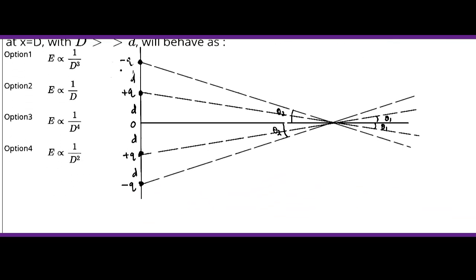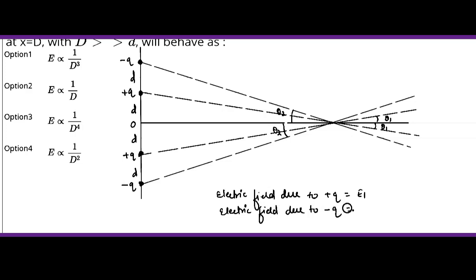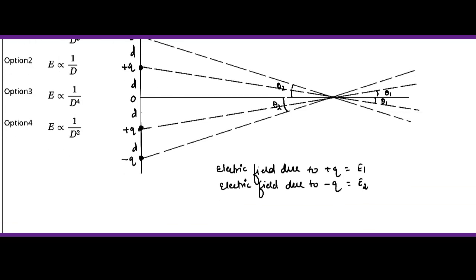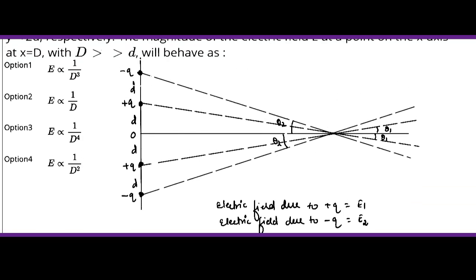Now the electric field due to the charge minus q placed at a distance of plus 2d and minus 2d will be the same. Similarly, the electric field due to the charges plus q and plus q at a distance of plus d and minus d will be the same. So let us suppose that the electric field due to plus q is E1 and the electric field due to minus q is E2.